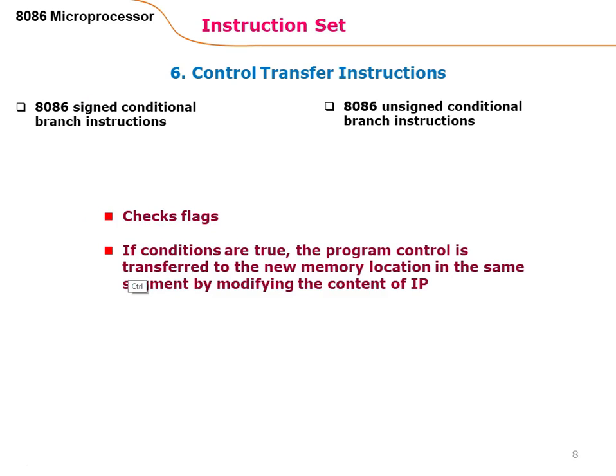Then there are also some conditional branch instructions. There are two types: signed conditional and unsigned conditional branch instructions. So what do these branch instructions do? First, they check the flag. The flag condition is given in the instruction, so it will check the flag, and depending upon the condition of the flag, if the condition is true, then the program control is transferred to a new memory location. If the condition is false, then the next instruction is executed as per the given program. So it will modify the contents of the instruction pointer.